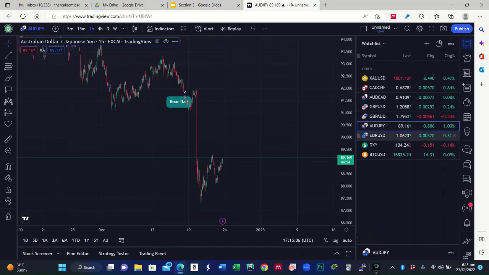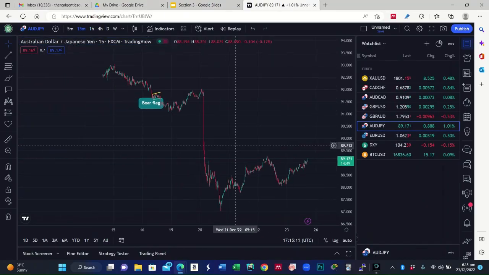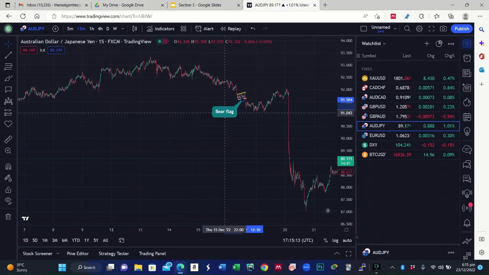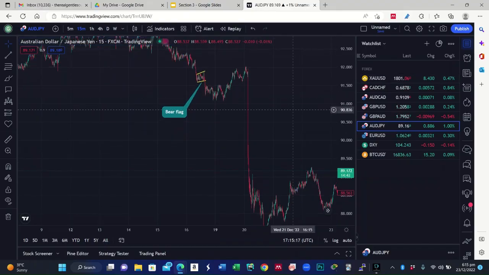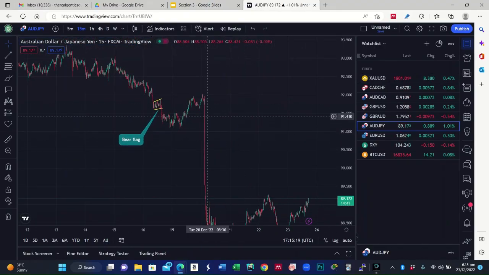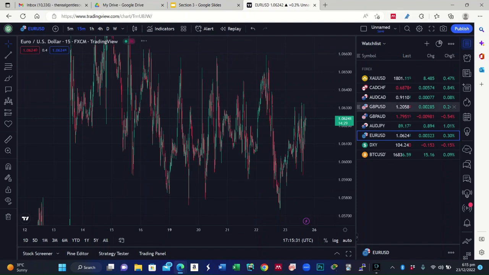Let's go to the next example, which is a bear flag. Just like the opposite of a bull flag, the bear flag is used to catch an entry in a bearish market. So this is what a bear flag looks like. You can set your entry to catch the impulse downward. Then let's go to the next one.